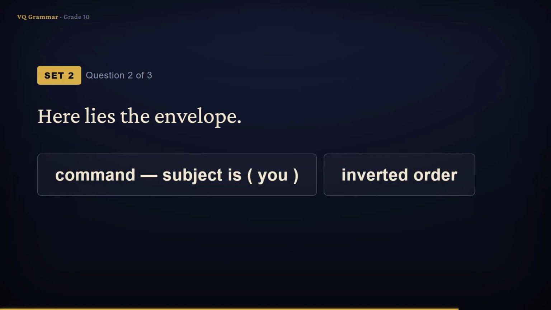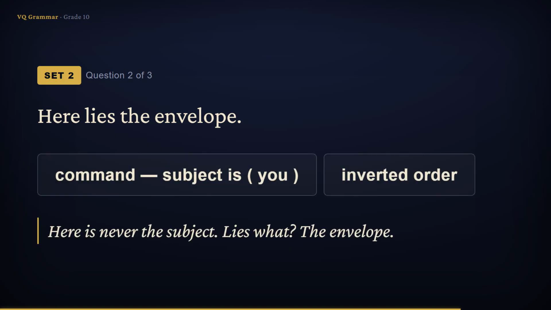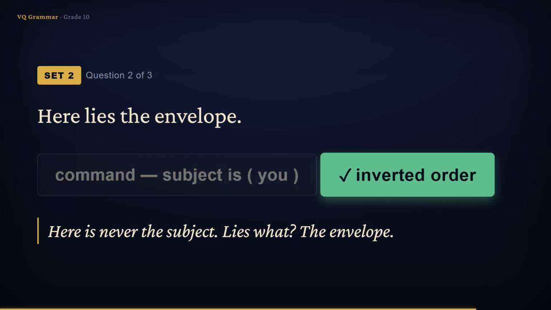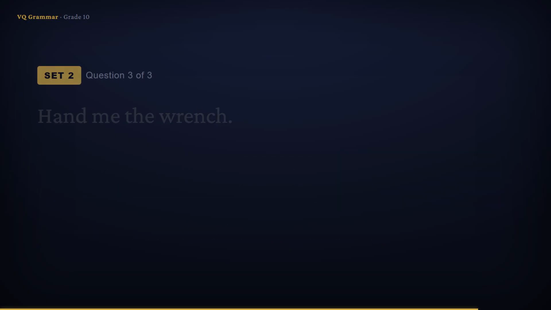Here lies the envelope. This sentence opens with here, and here is never a subject. Find the verb, which is lies, and ask, lies what? The envelope. The subject follows the verb, so this sentence is in inverted order.